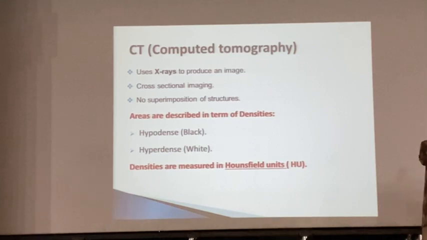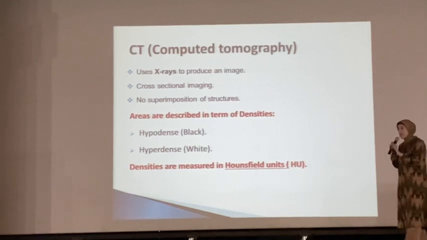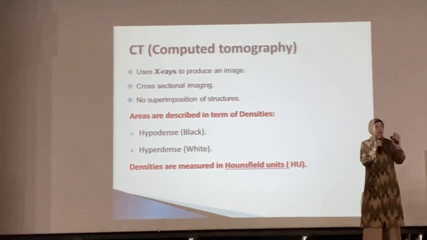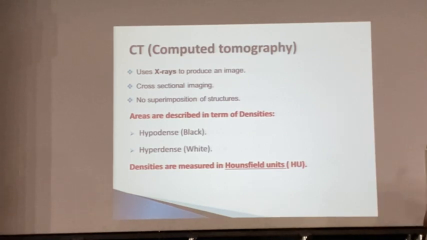With X-ray, we can differentiate just five basic densities: air, fat, fluid, soft tissue, bones and calcification, and metals with the contrast media. But here in the CT scan, we can detect attenuation of X-ray in thousands of Hounsfield units. It's a scale, okay?